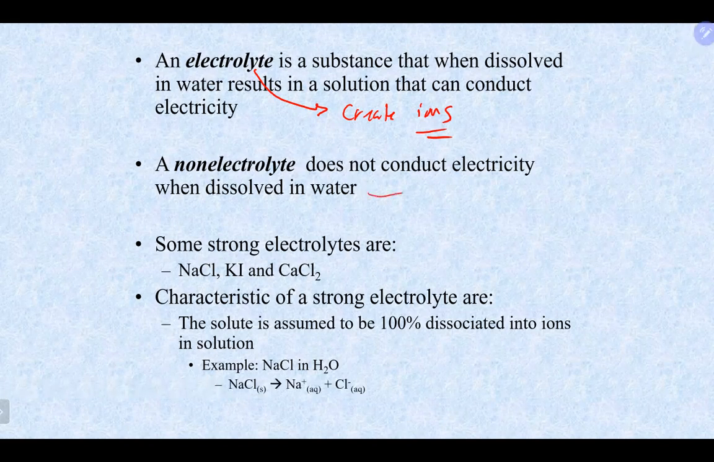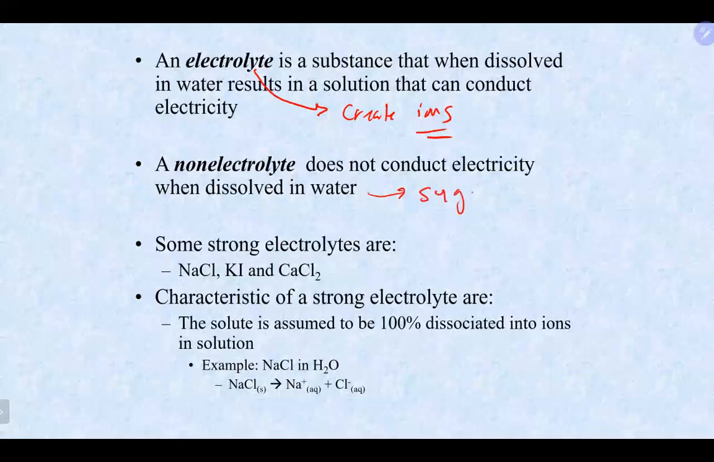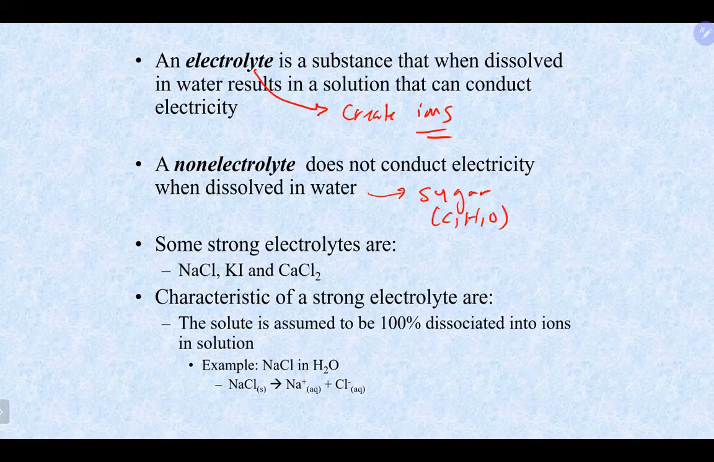For example, something like sugar is an example of that. Sugar is carbons, hydrogens, and oxygens. Although it will dissolve in water, it will not create any ions, and the lack of ions means that it will not be able to conduct electricity really well.